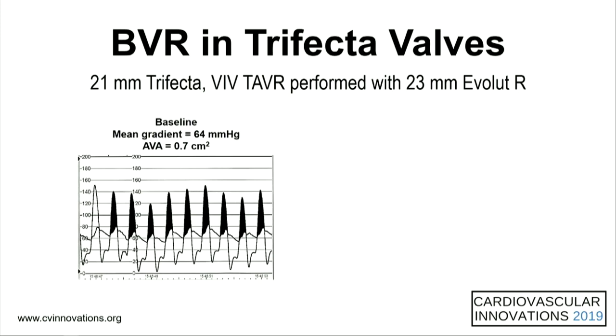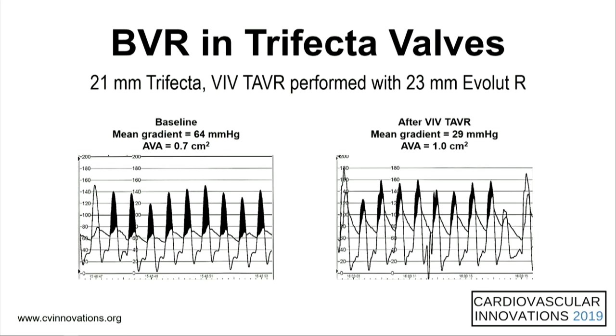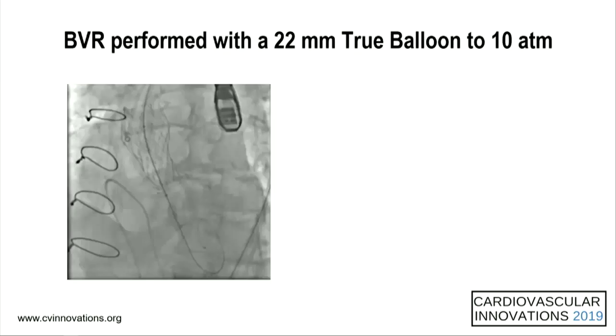Here's a case of a 21 millimeter Trifecta valve. A valve-in-valve TAVR was performed with a 23 millimeter Evolut. And at baseline, the mean gradient was 64. The valve area was 0.7. After valve-in-valve TAVR, the mean gradient was still 29, and the AVA was 1.0.